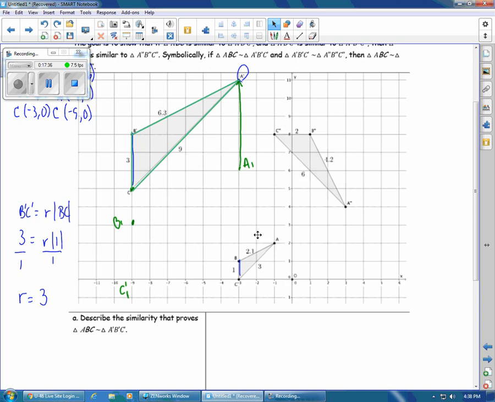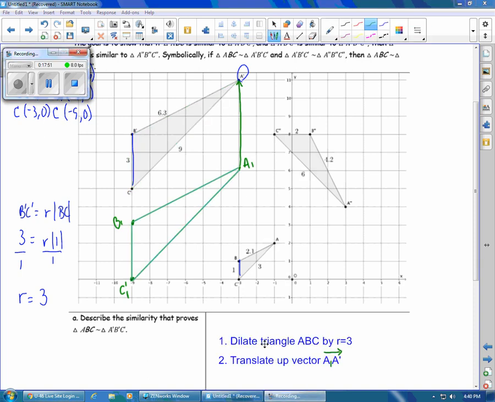So I know that if I dilate triangle ABC by r equals 3 and then translate up along vector A sub 1A, it's going to prove that similarity. So I'm going to just go ahead and type that out. I drew the vector in here, and then I typed it out here. I described the similarity that proves triangle ABC is congruent to triangle A prime, B prime, C prime. Now I need to describe the similarity that proves that this one is congruent to this one.